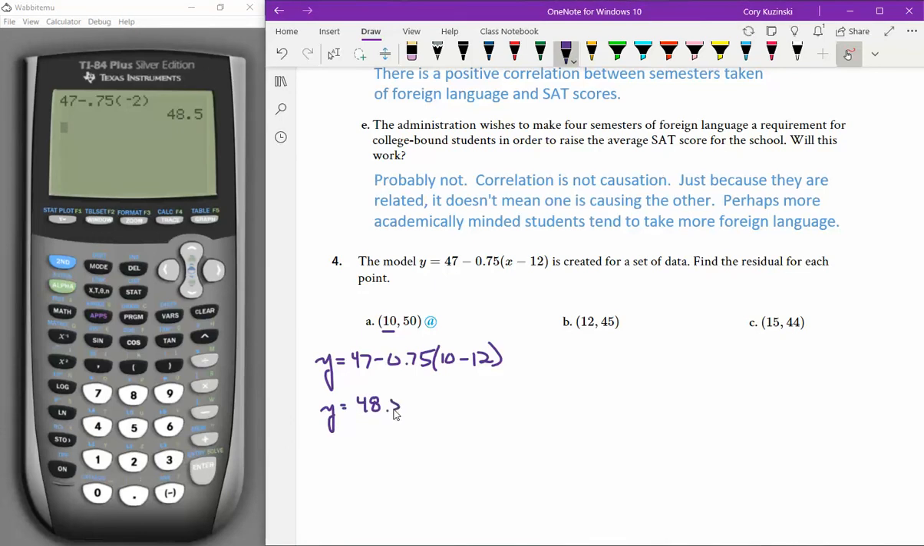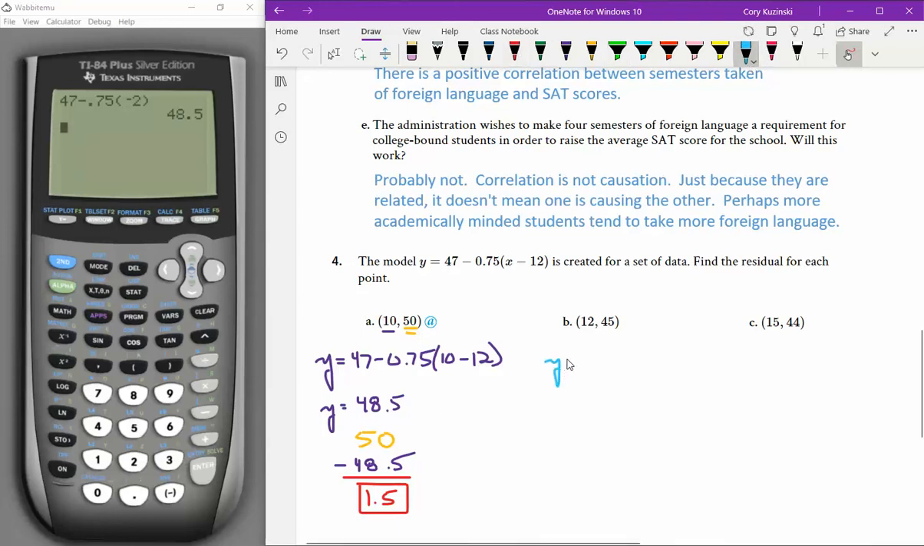To figure out the residual, I am going to take this 50 and subtract the 48.5. That's going to give me the residual, which is 1.5. In other words, the predicted value of 48.5 is 1.5 off from what actually happened, the actual data point 50. Let's do it again.